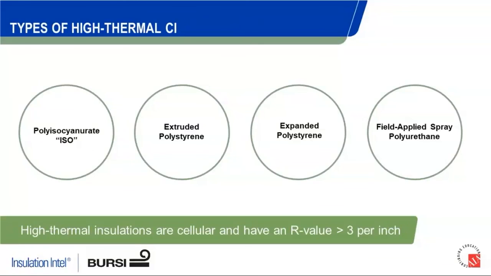All right, so there's a lot of different insulations in use today. Polyiso, as I said, dominates the market, but extruded and expanded polystyrene are also in use in roofing systems for particular uses, as well as sprayed polyurethane.